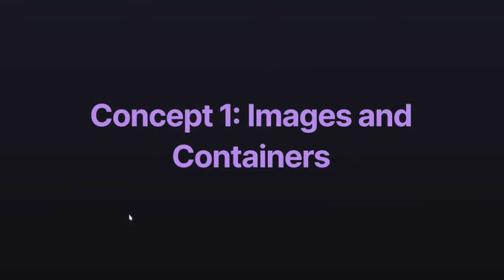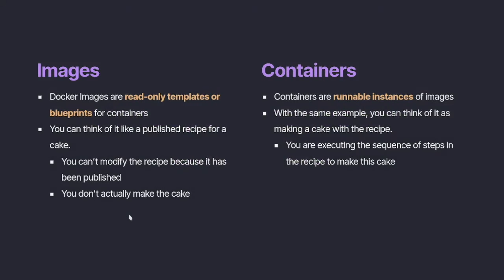Okay, so the first main concept that Docker is built around is the idea of images and containers. Images are essentially blueprints for containers, and containers are runnable instances of images. To imagine this relationship better, an image is like a recipe for, let's say, a cake, how to bake a cake, whereas a container is like executing the instructions to make a cake.